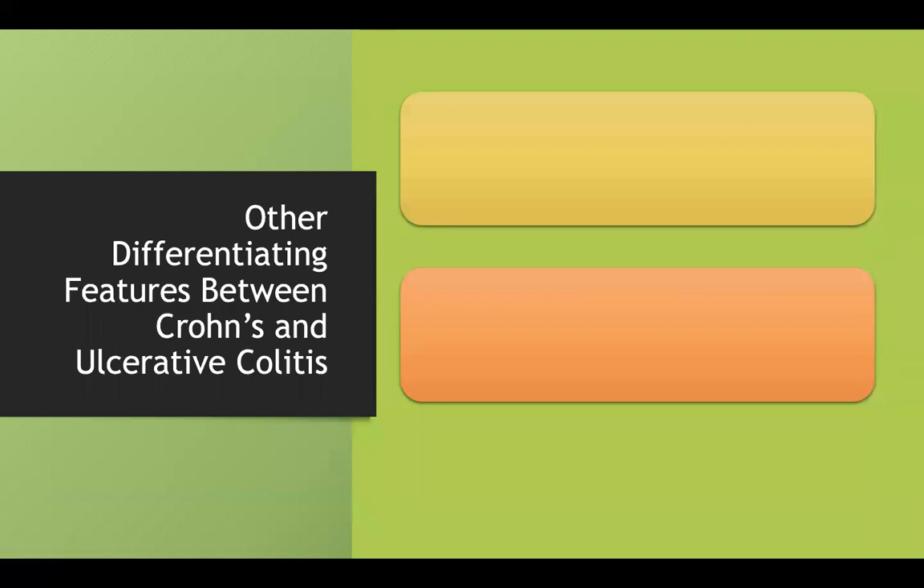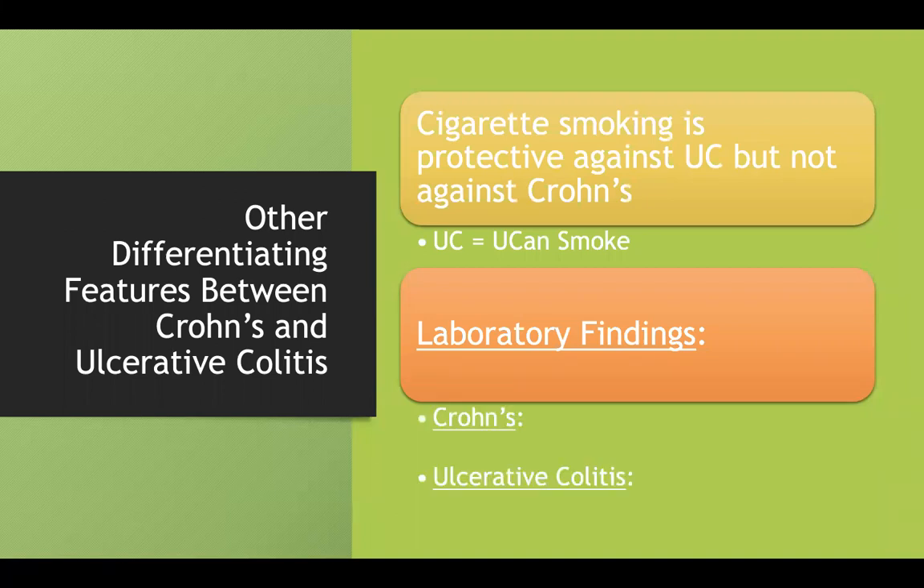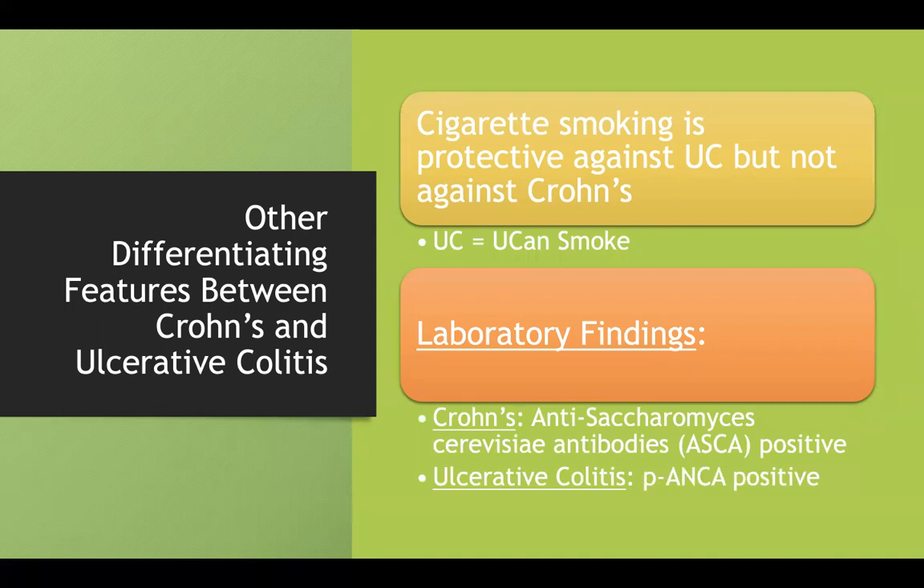A few other things I want to differentiate between Crohn's and UC. I want you to realize that cigarette smoking is actually protective against UC, but not against Crohn's. And I just remember the UC as you can smoke. And laboratory findings, I just alluded to this on the slides with PSC. So for Crohn's, you can get a positive ASCA antibody, or anti-Saccharomyces cerevisiae antibody. And in UC, you can get a positive P-ANCA antibody.